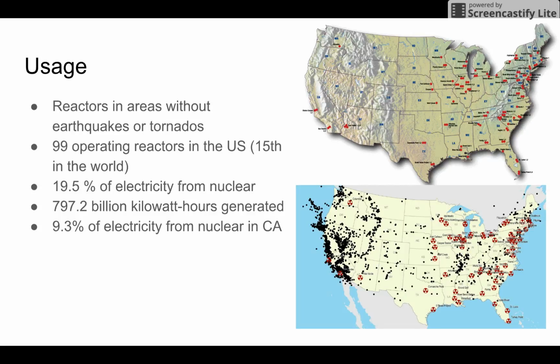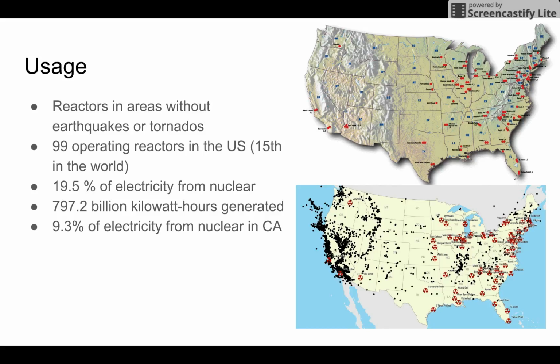All right. So usage in the United States is pretty spread out because of the risks of meltdowns, which we'll get into later. Usage in the United States is limited to areas that are not prone to natural disasters like earthquakes or tornadoes or hurricanes or something that could possibly knock the reactor offline. Right now, there are 99 operating reactors in the United States, which ranks 15th in the world. And right now, the United States gets 19.5% of its electricity from nuclear. They get 797.2 billion kilowatt hours generated. And in California, we only get 9.3% of electricity from nuclear power.